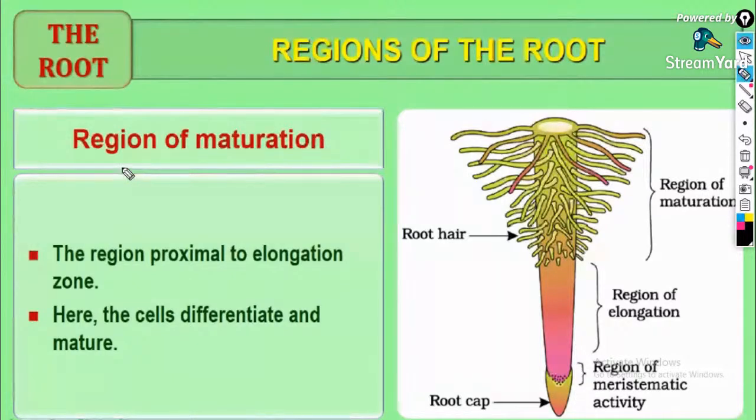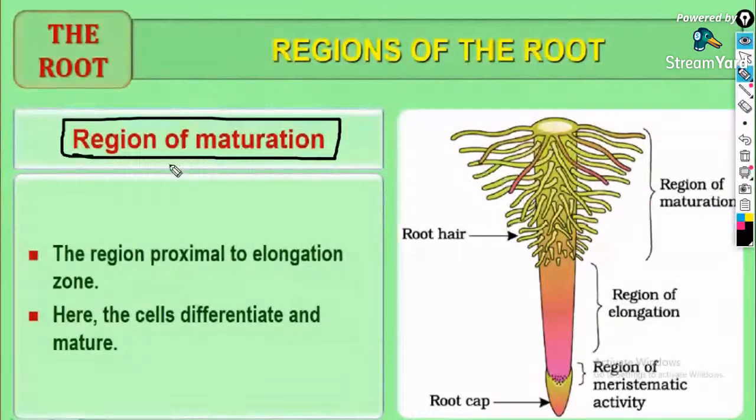Guys, region of maturation. What do you mean by maturation? It means you are completely mature. The cells are capable, right? So here in the region of maturation, the cells differentiate and mature. Differentiate means the cells divide and they are mature to produce new things.